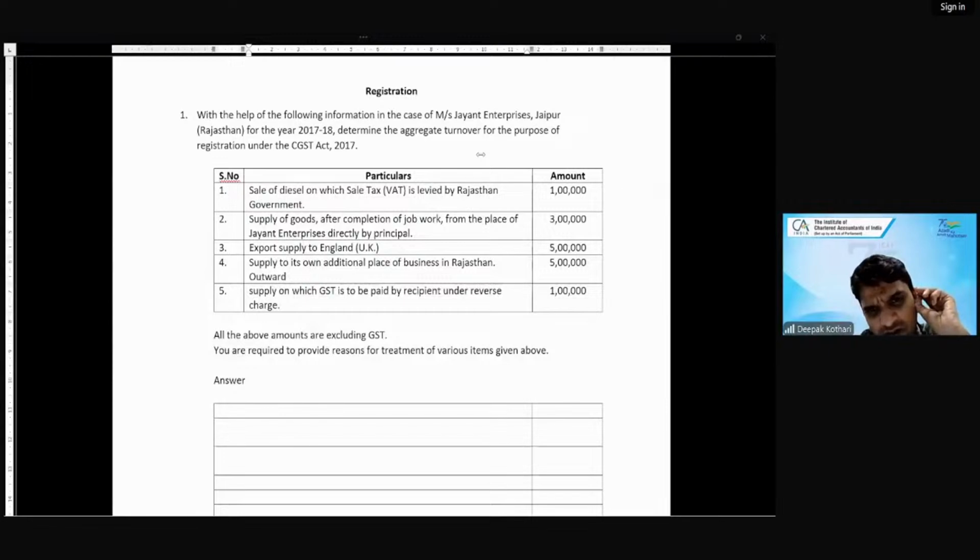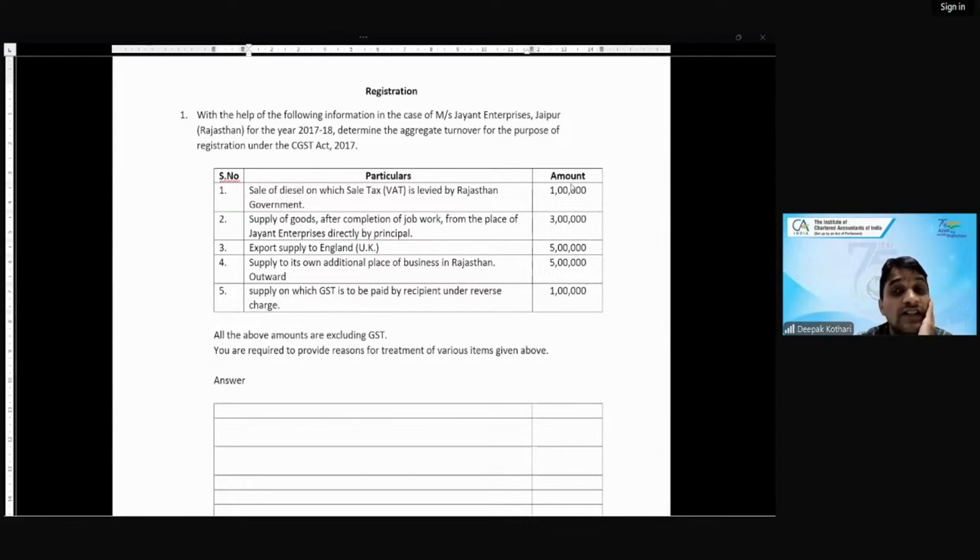Yes, they can collect. So on sale of diesel, GST also will be levied and VAT also will be levied. It is supply of diesel, so it is applicable. Only VAT, no GST. Right. Only central excise and VAT.